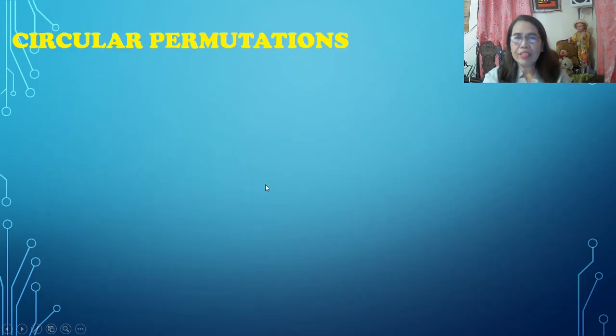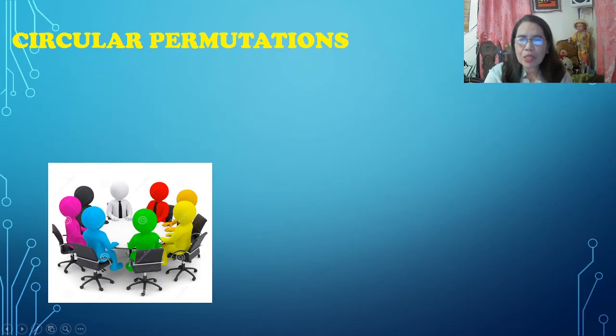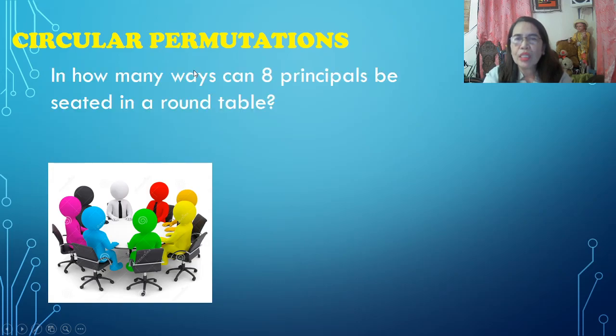Moving on, circular permutation. So, pag sinabing circular, pag may nakita kayong keyword pertaining to circle, so something that is round, yan. So, pwede nyo gamitin tong formulang circle, itong apply circular permutation. So, example, in how many ways can 8 principals be seated in a round table? Yan, round. So, this connotes circular, something that is kapamilya ng circle. So, formula, you will use P is equal to n minus 1 factorial.